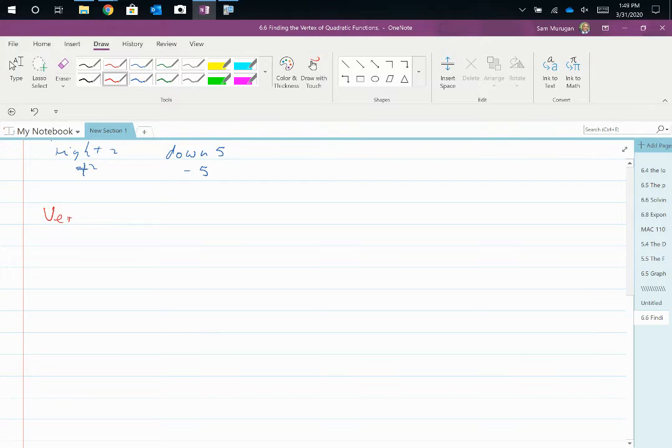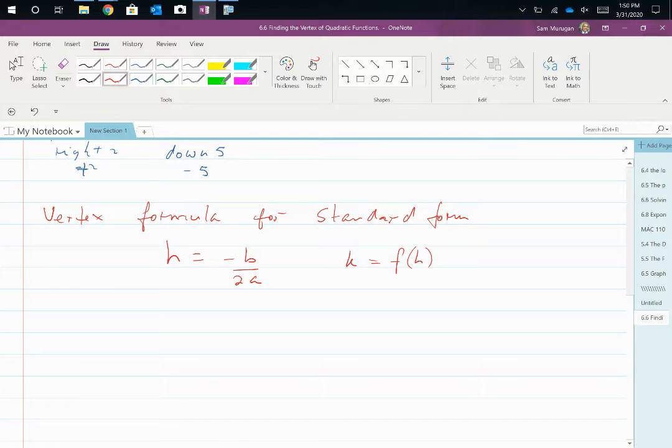Vertex formula for standard form. Here the h value of the vertex is given by negative b over 2a, and the k value is the function substituted with the h value.